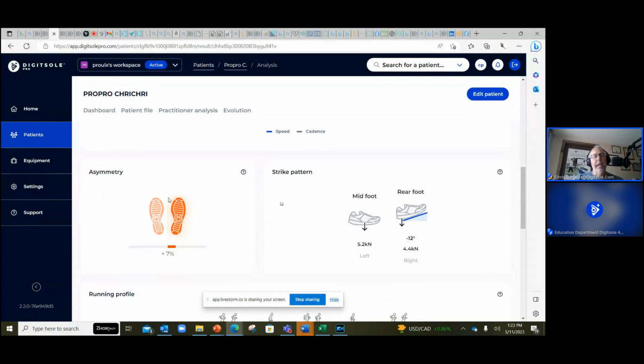We see this is the aggregate. So asymmetry is the aggregate. It's taking all the steps that I performed, and this is an average, a mean. This is something that we do have normative values for, so it's showing in red. The asymmetry characteristic here is specific to contact time or stance time, which is the amount of time I would spend in contact with the ground. So this is showing you that I have an asymmetry. I spend 7% more time in ground contact on that right leg than I do on the left leg.